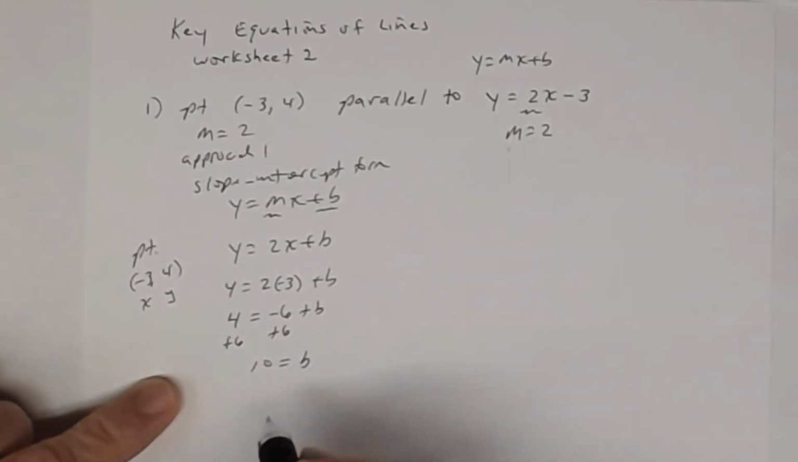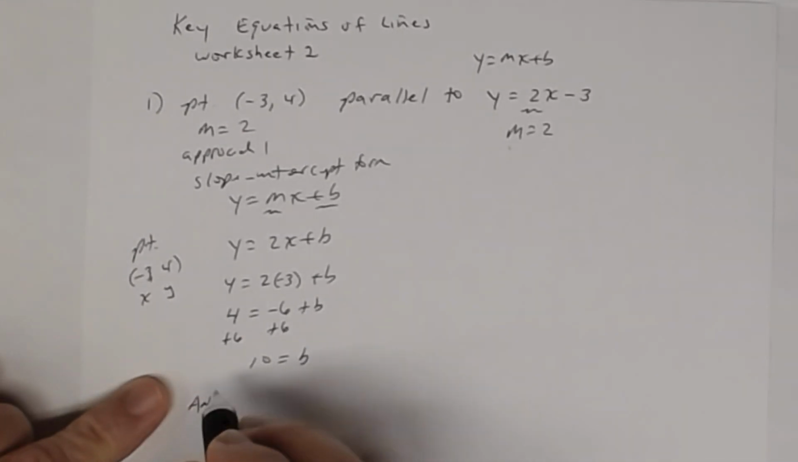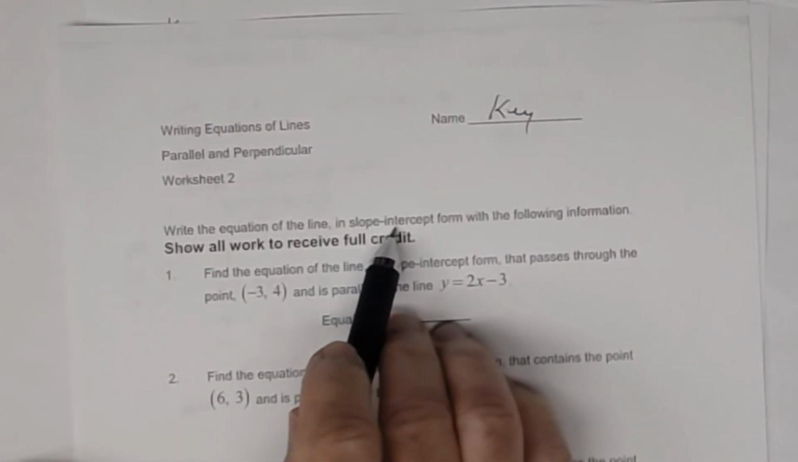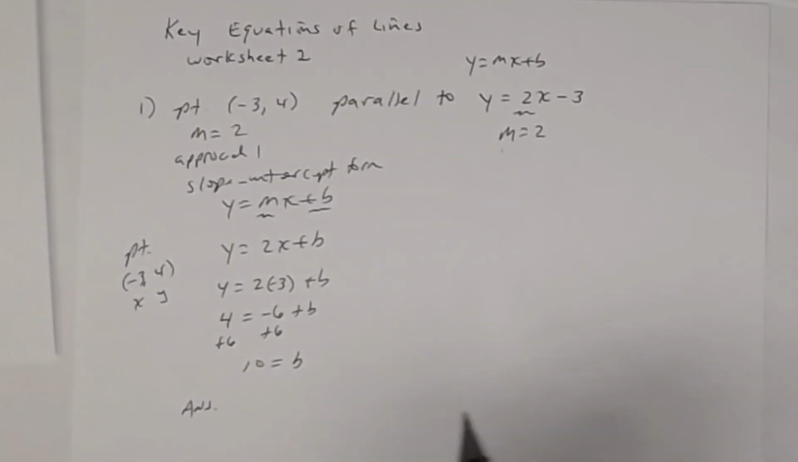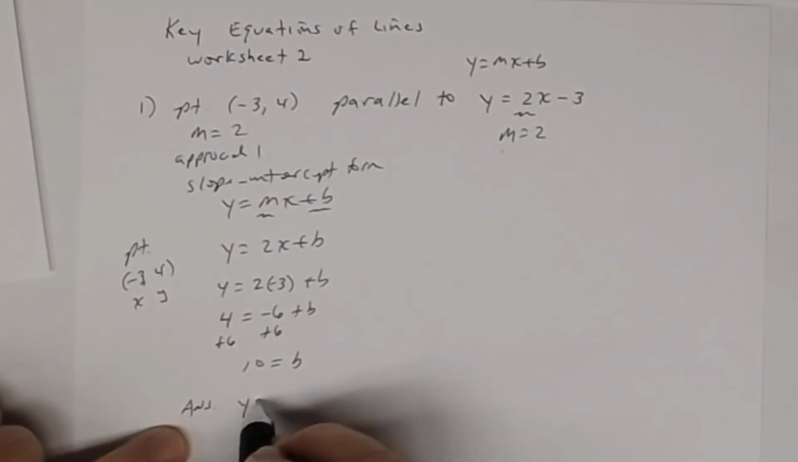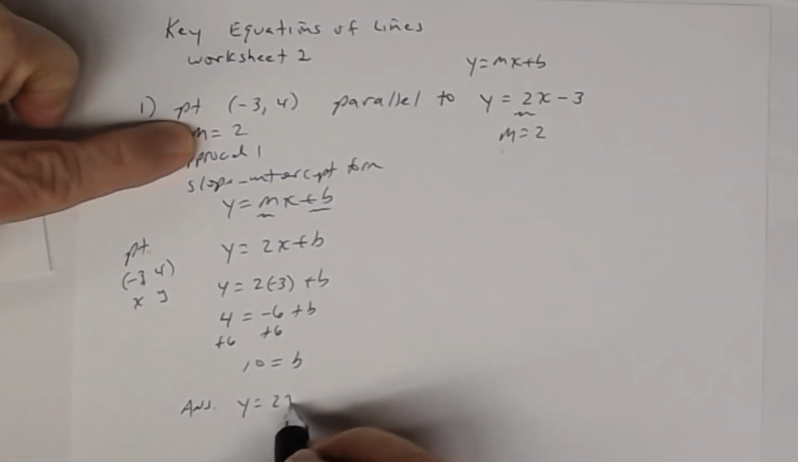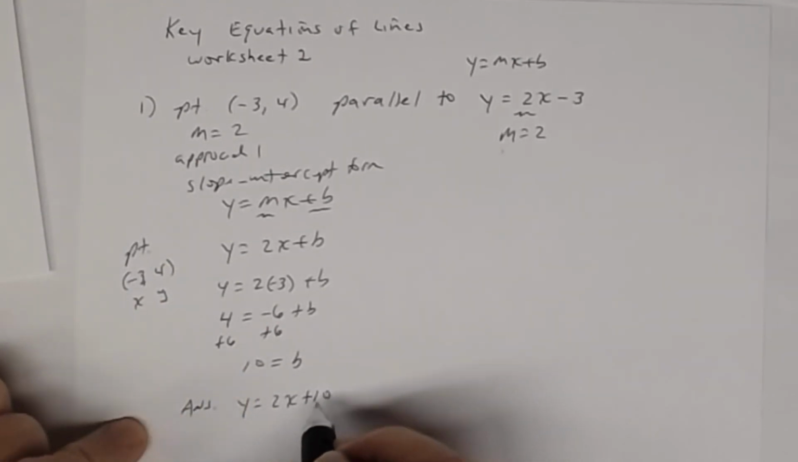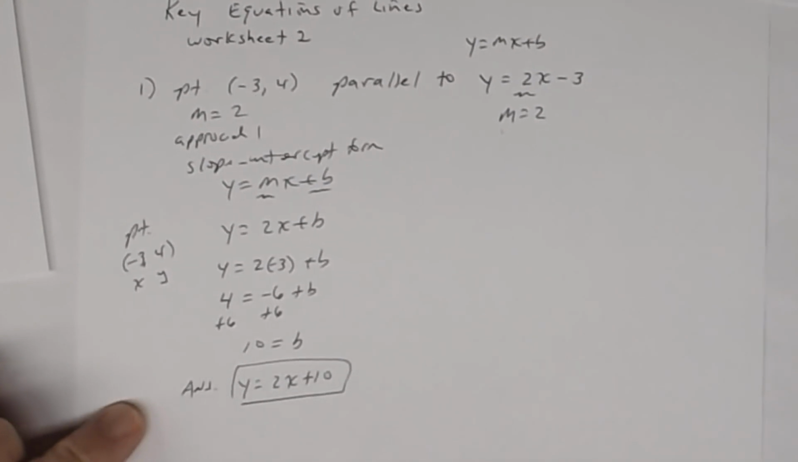So the y-intercept is 10, so therefore the answer, because remember they do want the equation to be in slope-intercept form, so you have to get y by itself. So the answer then will be y equals the slope, which is 2 times x, and then plus the y-intercept, so that's positive 10. All right, so that's one approach.